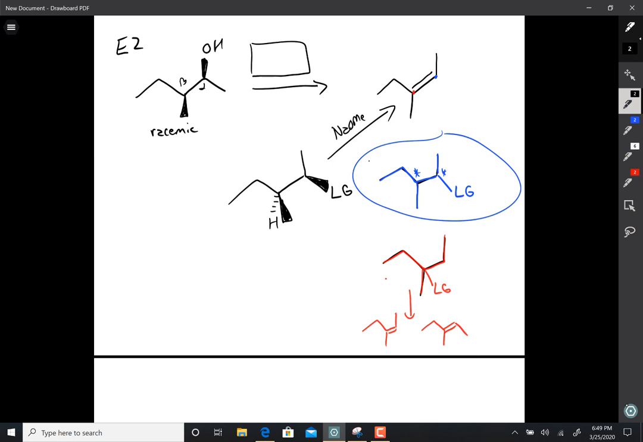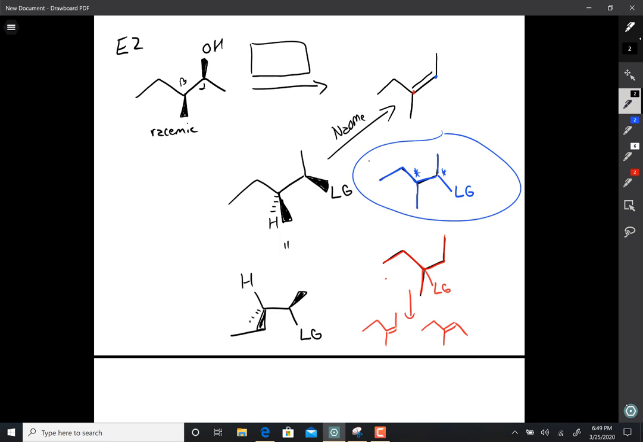For those that would prefer, you can always redraw this molecule like this. You do so to double check the work. End up with this. Wedges end up cis to each other. Dashes end up cis to each other. Okay.